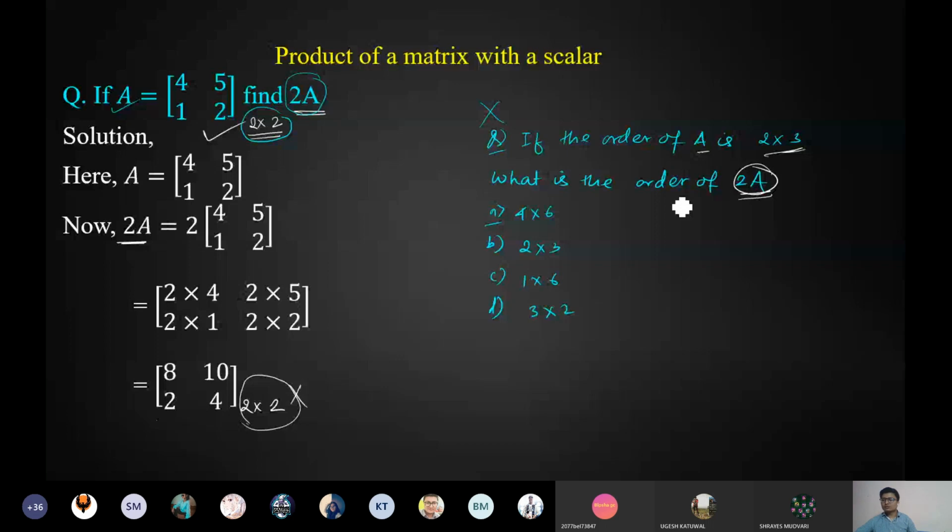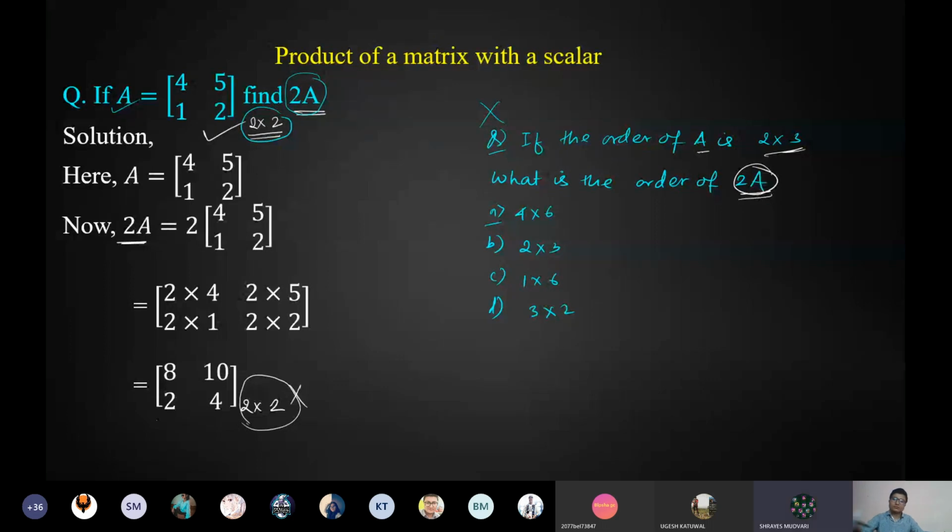Okay, not interested, Shreyas. Okay, just tell me the order of 2A. Order of A is 2 by 3. Then what is the order of 2A? Matrix 2A.